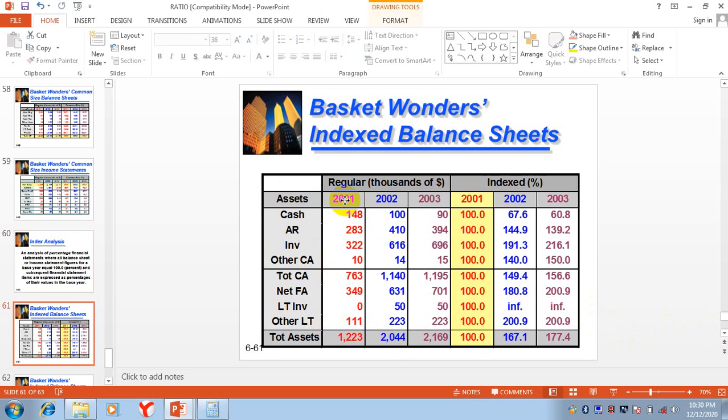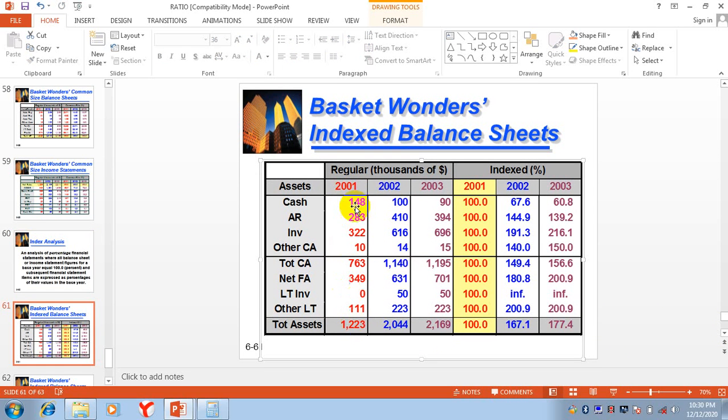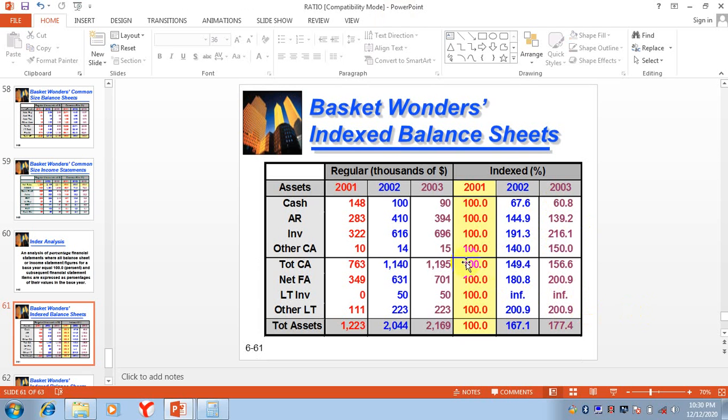So this is our base year, 2001. In index percentage, this 2001 data will become 100%, and the next years' data will be as a percentage of this base year data. So see, it becomes 67.6, it becomes 60.8, then it becomes 144.9, 139.2. So see all the percentages. Now this is the conversion of the balance sheet.